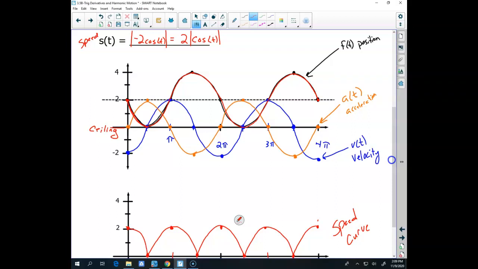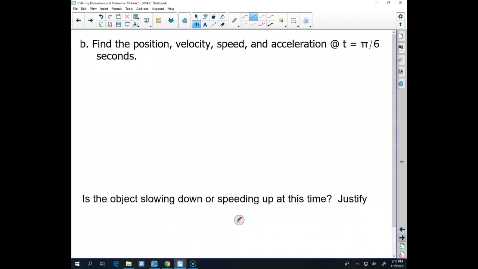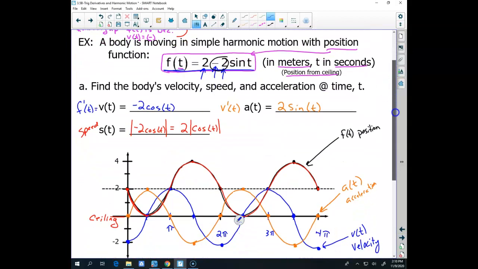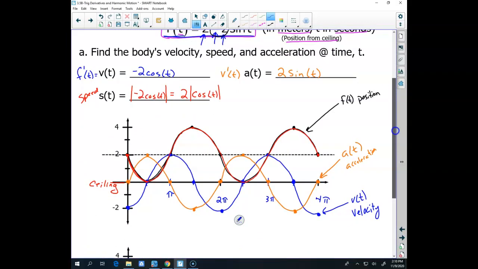So what are we going to do here? We're going to use these curves in a minute. What we're going to do is find position, velocity, speed, and acceleration at pi over 6, okay? Well, what is f of pi over 6? Well, f of pi over 6 is going to be 2 minus 2 sine pi over 6, okay? And bottom line, what we're doing is saying, hey, we can answer lots of questions off of this graph, okay?